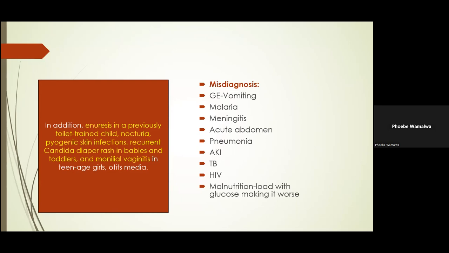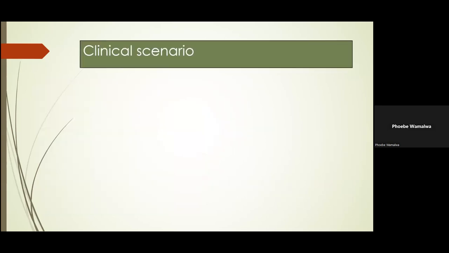So this is a patient who has weight loss, is dehydrated, and has hyperglycemia. You make a diagnosis of malnutrition, you give dextrose, you're basically worsening the problem. And this is a patient who can succumb. But we may never know that the child had type 1 diabetes because perhaps we never checked the sugars.